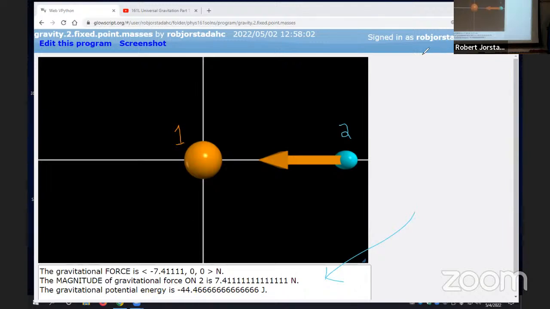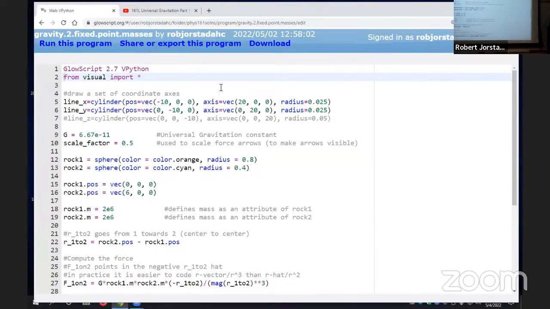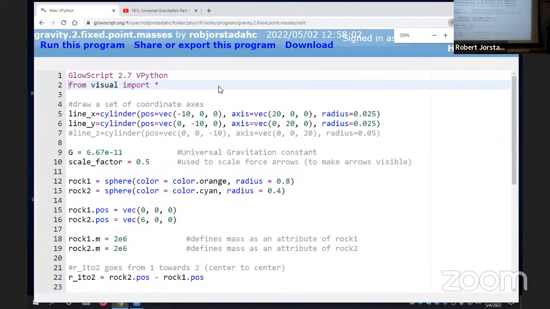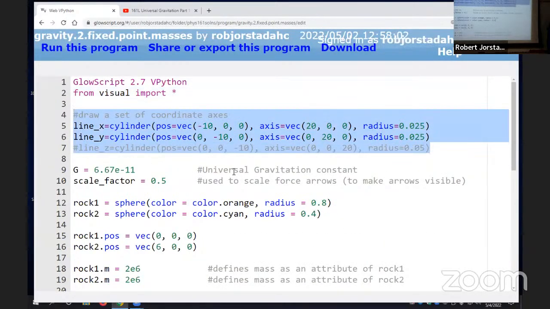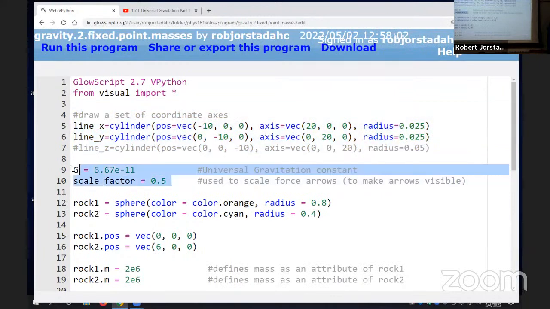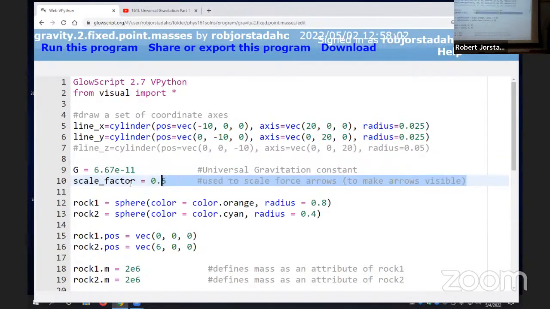Let's clear all that. Let's go look in here, and I'm going to make this bigger. This is what you're doing tomorrow in lab. This is boring, just drawing some coordinate systems. We've got big G, the universal gravitation constant. Now notice there's this new concept, what I'm going to call a scale factor. Those of you that have done quite a bit of coding know what that's for.